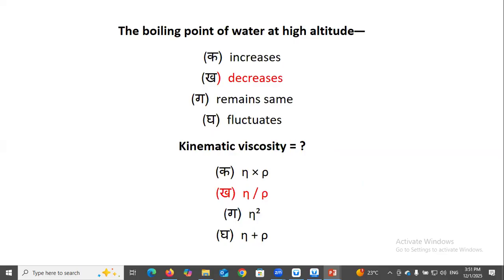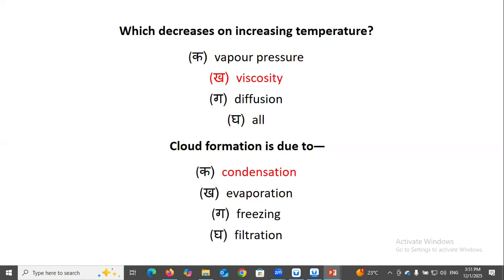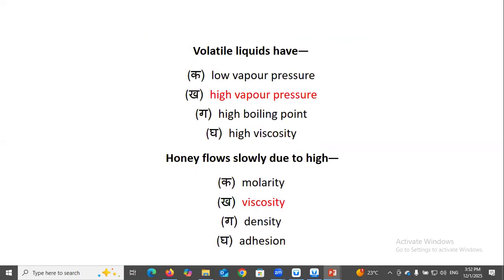The boiling point of water at high altitude decreases. Kinematic viscosity, Newton per meter. Newton for density. Which decreases on increasing temperature? Viscosity. Viscosity decreases on increasing temperature. Cloud formation is due to condensation. Volatile liquids have high vapor pressure. Honey flows slowly due to high viscosity.